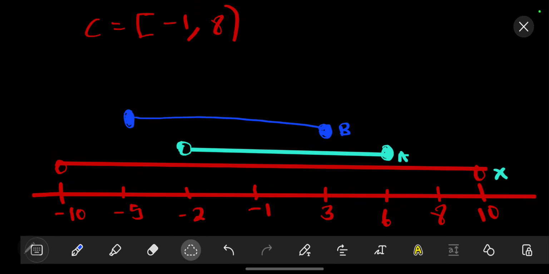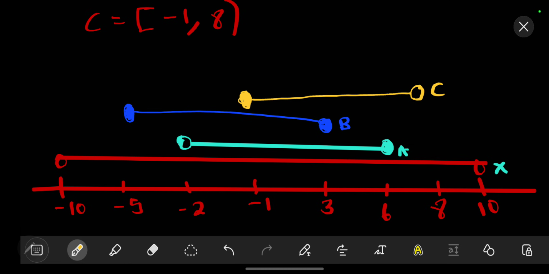Then to look at our C, we are going to have, so our C is from negative 1 with negative 1 included since it's a closed circle. Then our positive 8, which should be here, it should be an open circle since the bracket used there. We join them to form our C. So we can now be able to answer questions.